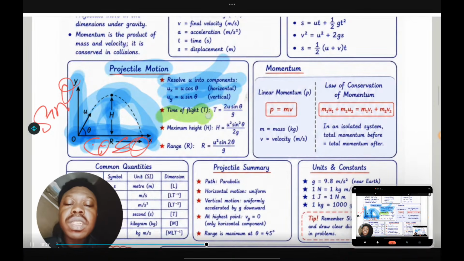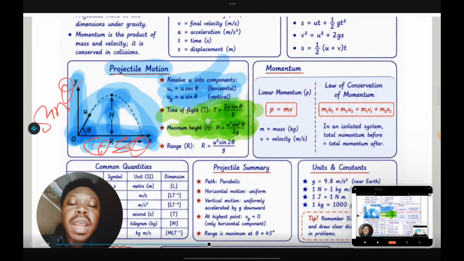Then time of flight, which is capital T, is 2u sine theta over g. Take note of this formula. Very important. Then small t is u sine theta over g. The maximum height, capital H, is u squared sine squared theta over 2g. And range is R equals u squared sine 2 theta over g. Take note of all these particular formulas.